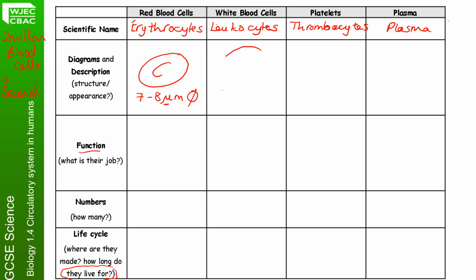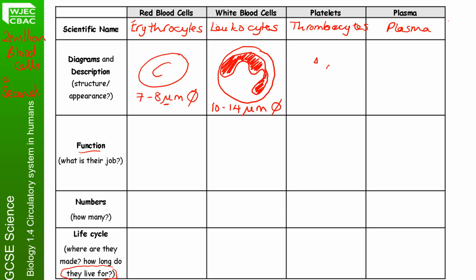A leukocyte or white blood cell is much bigger. I'm going to draw a lobed nucleus, but you could draw one that isn't lobed. So it does have a nucleus and cytoplasm. They are much bigger, between 10 to 14 micrometers in diameter. So we'll put that symbol.